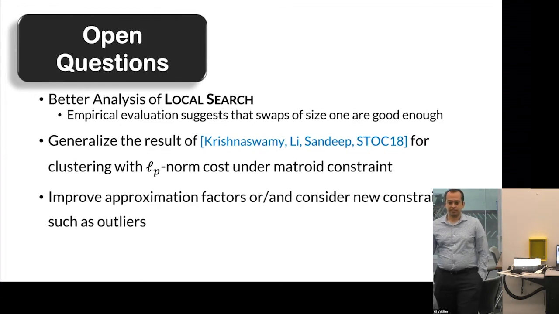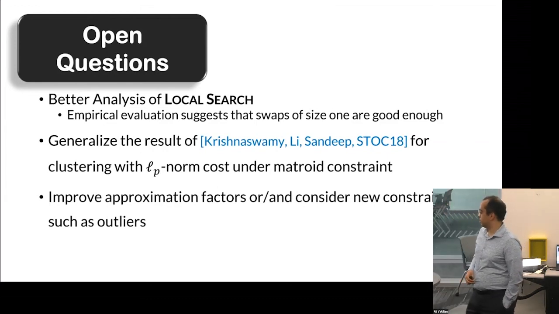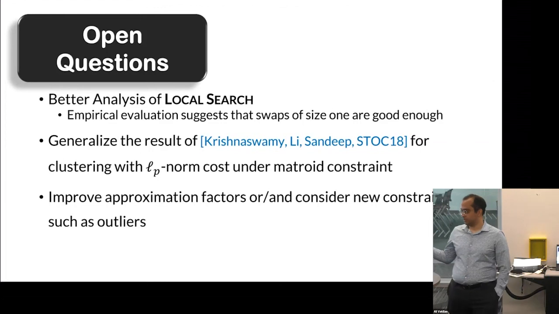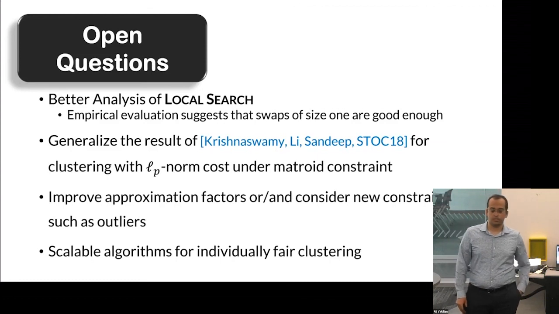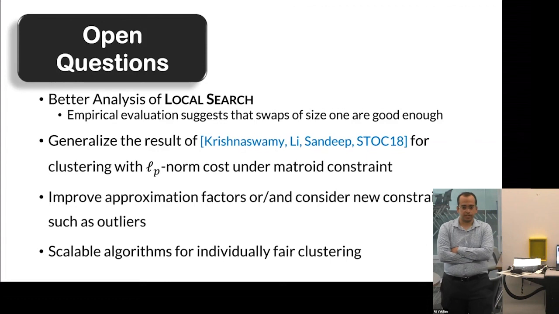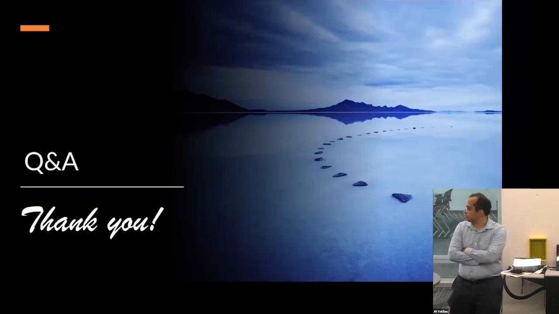And in general, whether you can get a better approximation factor or consider new constraints, such as fair clustering under outliers. And in general, it would be interesting to look at this problem in the massive data analysis model, like whether we can come up with scalable algorithms or streaming algorithms and so on. So yeah, that concludes my talk.